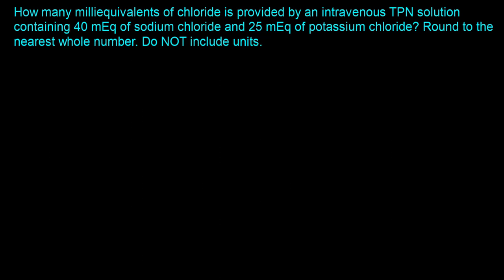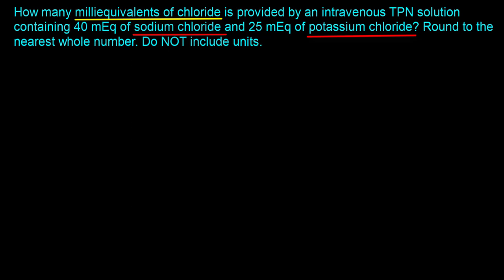So this question says, how many milliequivalents of chloride is provided by an intravenous TPN solution containing 40 milliequivalents of sodium chloride and 25 milliequivalents of potassium chloride? Round to the nearest whole number. Do not include units. So what is happening here is we want to find the milliequivalents of chloride, but we have two sources of the chloride, which would be the sodium chloride and potassium chloride.